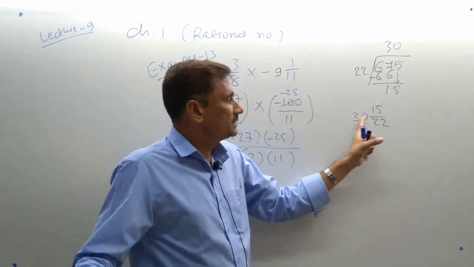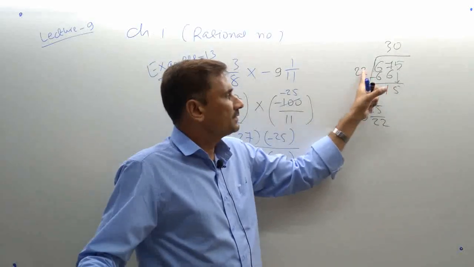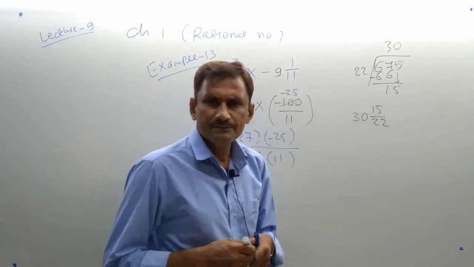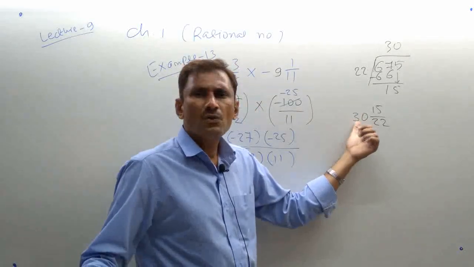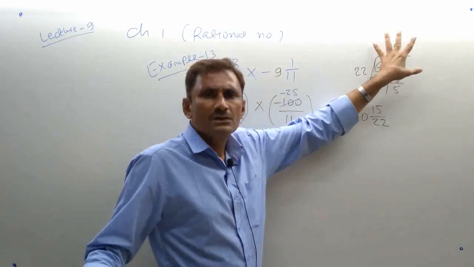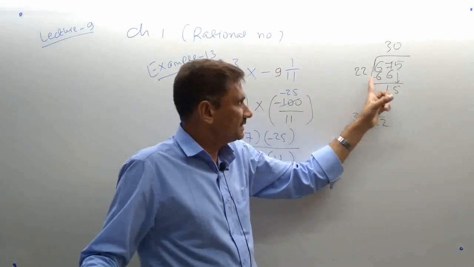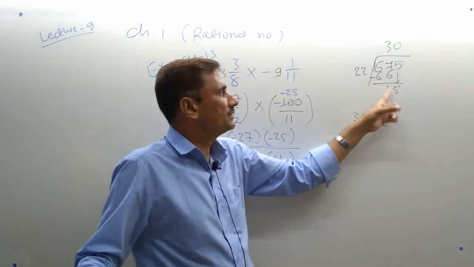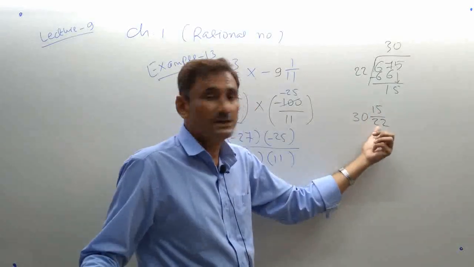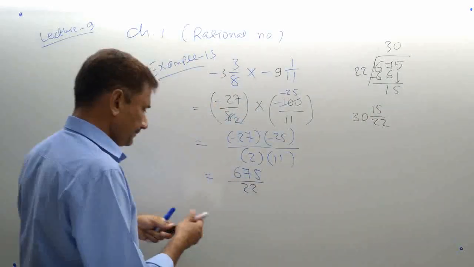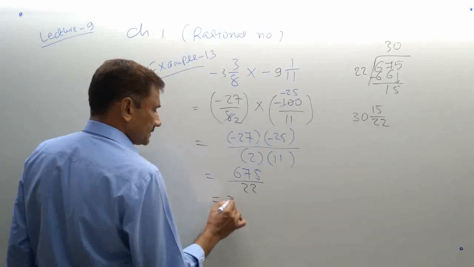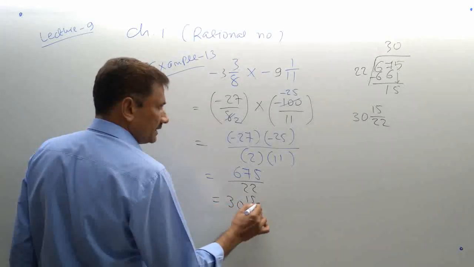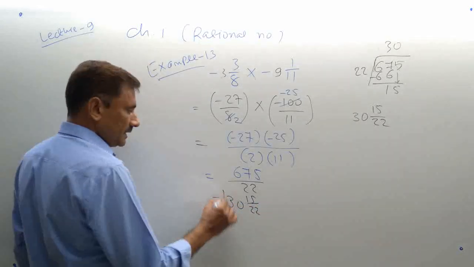So quotient and 15 by 22, or simply you can understand 30 is our whole number, that is the quotient. Then, we still have to divide. 15 is left, so we have to divide 15 by 22, but not to actually divide in point. So the final answer becomes 30, 15 upon 22. That is our answer.